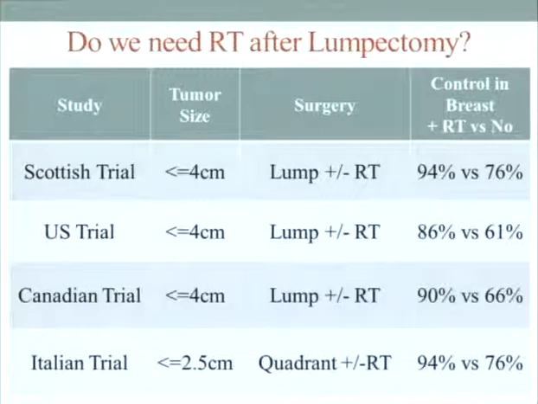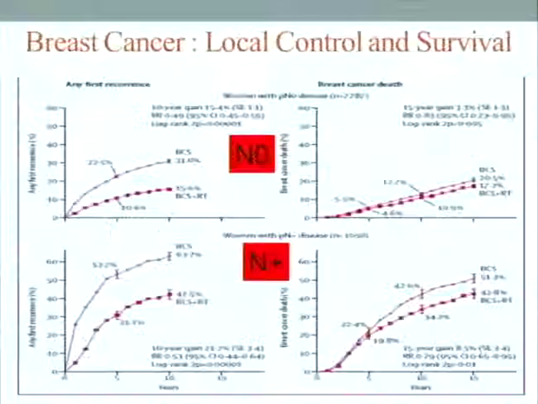This is a table that shows four multi-institutional large trials looking at the addition of radiation to breast-conserving surgery in appropriate, well-selected women. And in all the trials, there's a significant improvement in local control in the breast with RT. So the addition of radiation therapy significantly increases the chance that a woman will be able to conserve her breast. But it does other things as well.